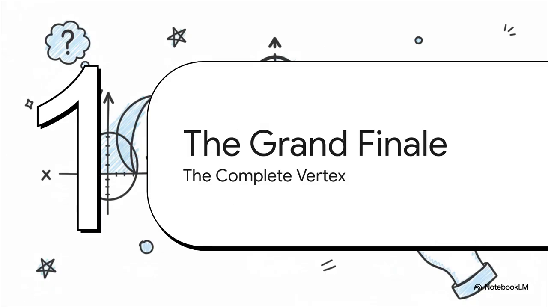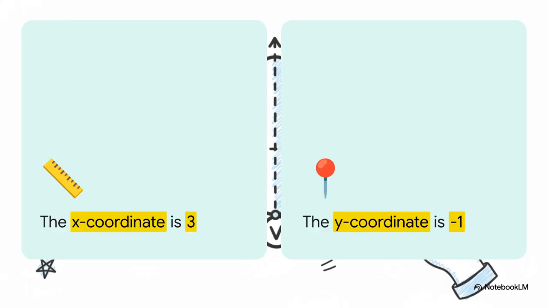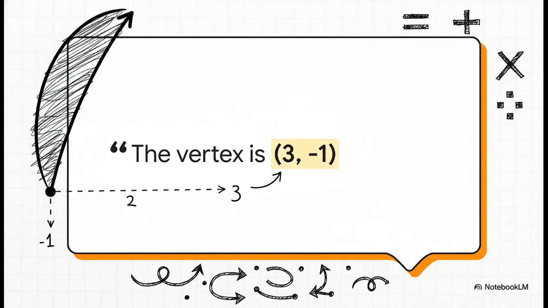All right, we've done all the hard work. We found our x, we found our y. It's time to put it all together and see what we've got. So we've got our x-coordinate, which was 3 from that axis of symmetry formula. And we have our y-coordinate, negative 1, which we got by plugging that 3 back into the function. And when we put them together as a coordinate pair, we get our final answer. The vertex of the parabola f of x equals x squared minus 6x plus 8 is located at the point 3, negative 1. That is the exact bottom, the precise turning point of our entire curve.